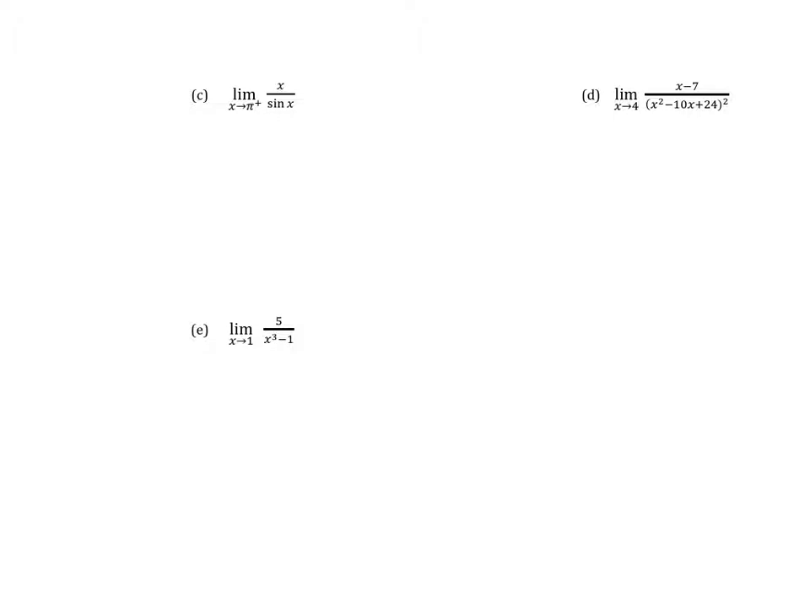C is an interesting example. If I plug in pi, I'm going to get pi over the sine of pi, which is 0. So pi over 0 tells me I'm probably going to have a vertical asymptote. Let's determine whether it's negative or positive infinity.